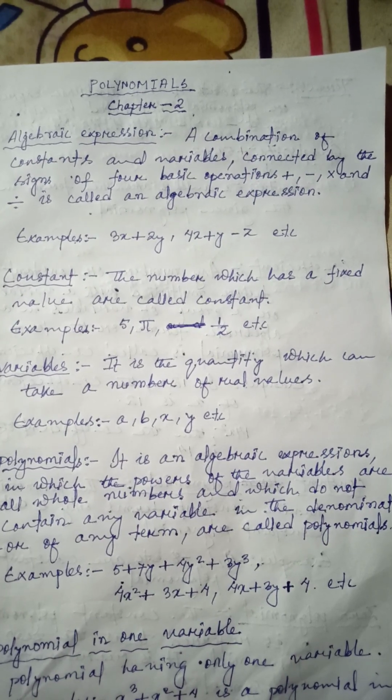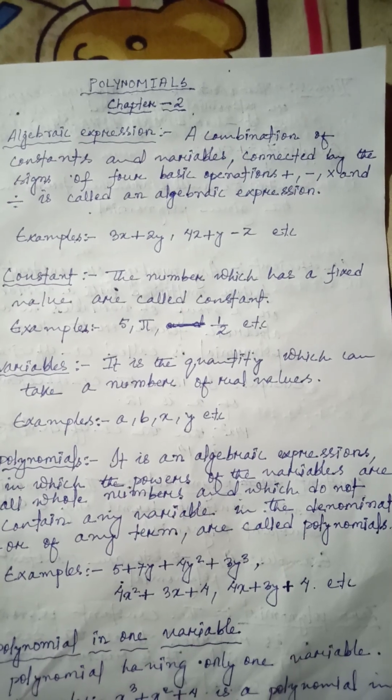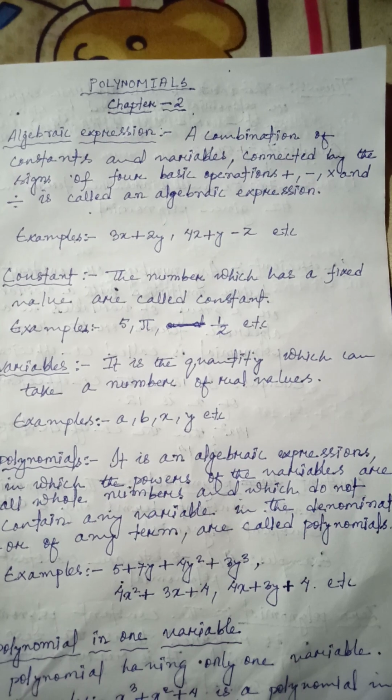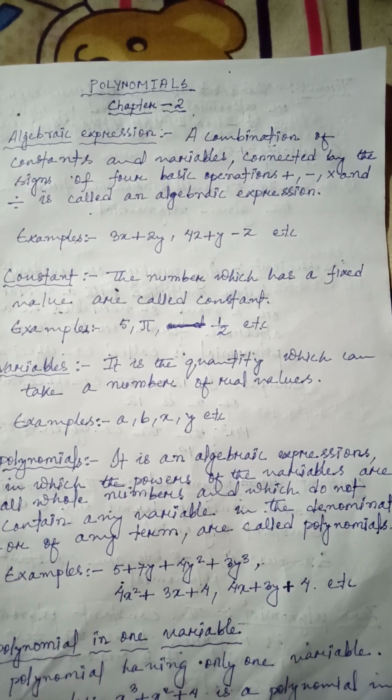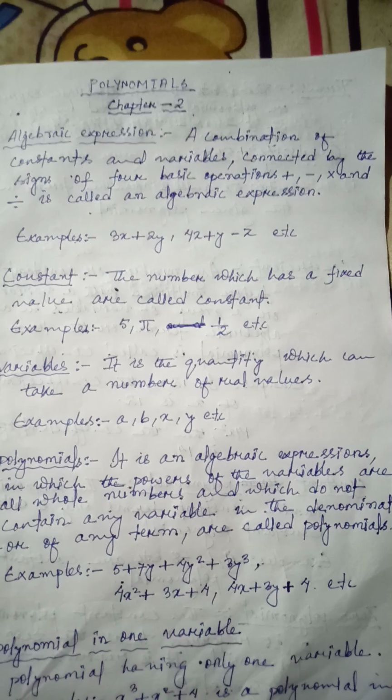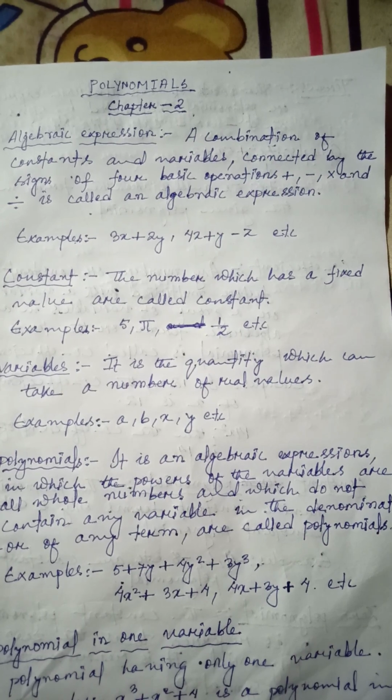What do you mean by algebraic expression? A combination of constant and variable connected by the sign of four basic operations: plus, minus, multiply, and divide is called an algebraic expression. That means algebraic expression means combinations of constant and variable connected by the basic operations, that is plus, minus, multiply, or divide.